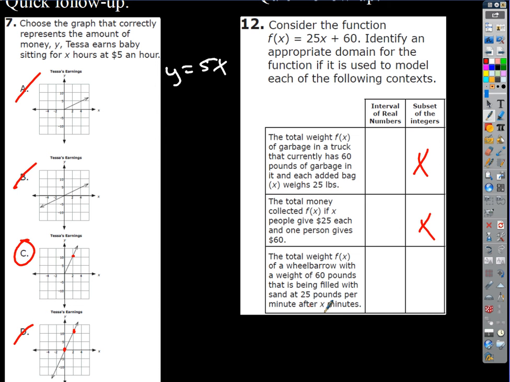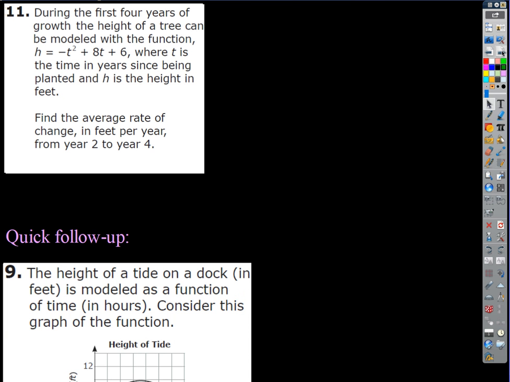See what I'm saying? So it's going to be continuously increasing, so that's the one that would be real numbers, okay? Getting the idea? I just want you to kind of know how to be thinking about these problems when you get to it. So how about this one?